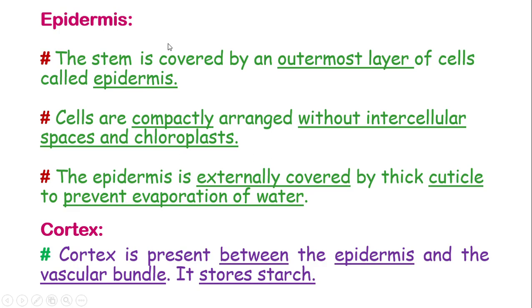Here we have more details about different parts of stem. Epidermis. The stem is covered by an outermost layer of cells called epidermis. Cells are compactly arranged without intercellular space and chloroplast. So in epidermis, the cells are compactly packed, and there is no intercellular space and no chloroplasts. The epidermis is externally covered by thick cuticle to prevent evaporation of water, and cuticle is made up of waxy substance.